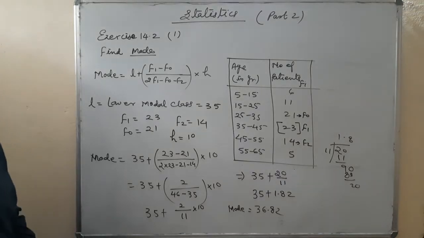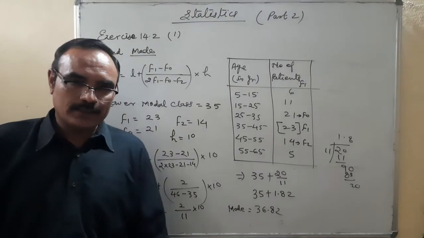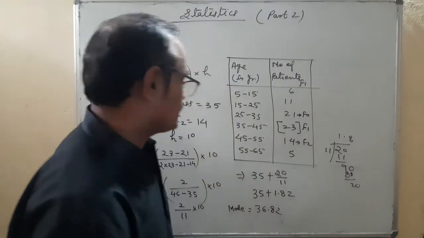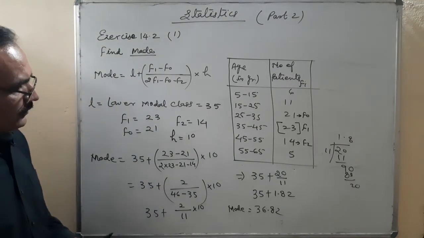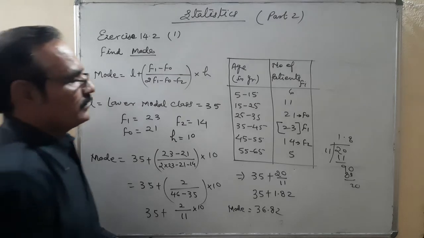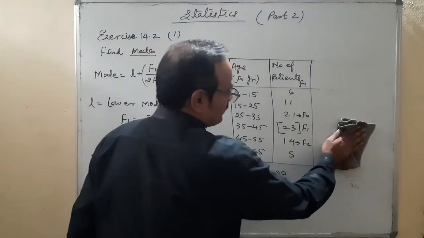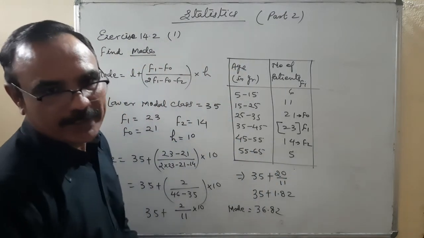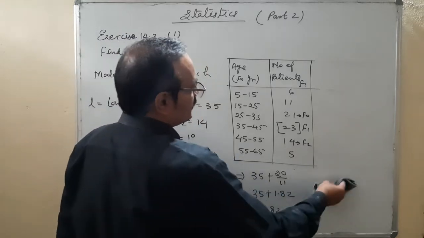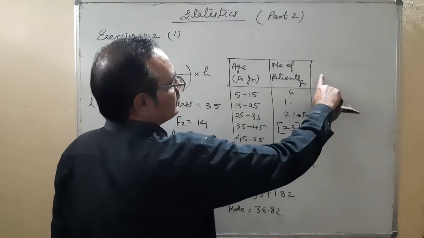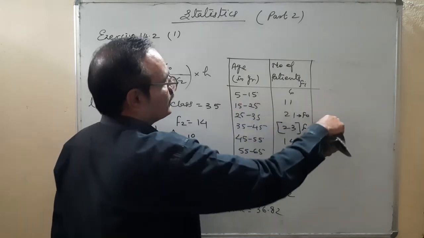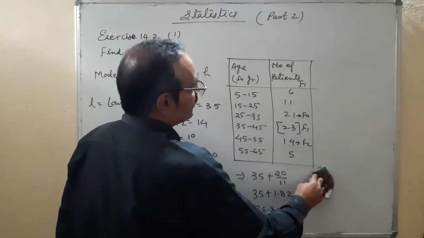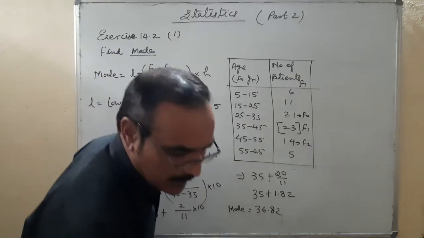This is mode 35.82. And in the question they asked to find the median also. So we can find the median also. If you want to find out the median, by the way, you know the formula: summation fi xi upon summation fi. You'll need one more column here, that is xi, between 15 plus 5, 20, 10, 20, 30. Just let me find out.